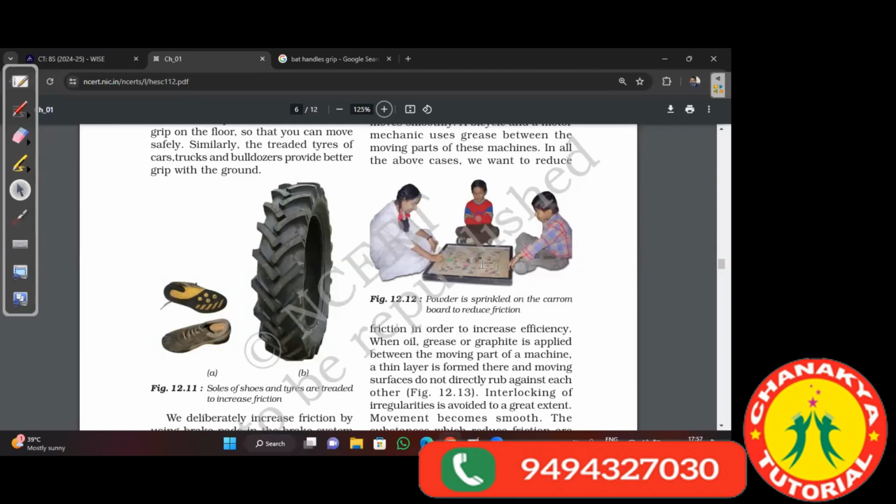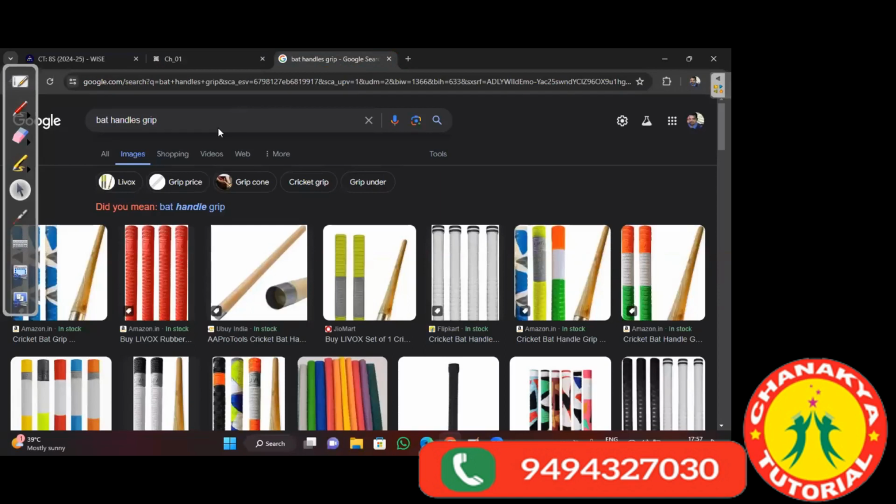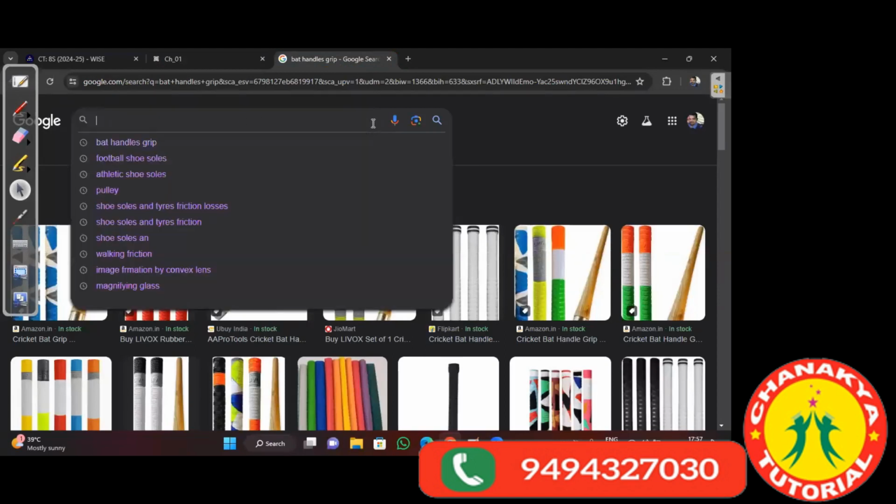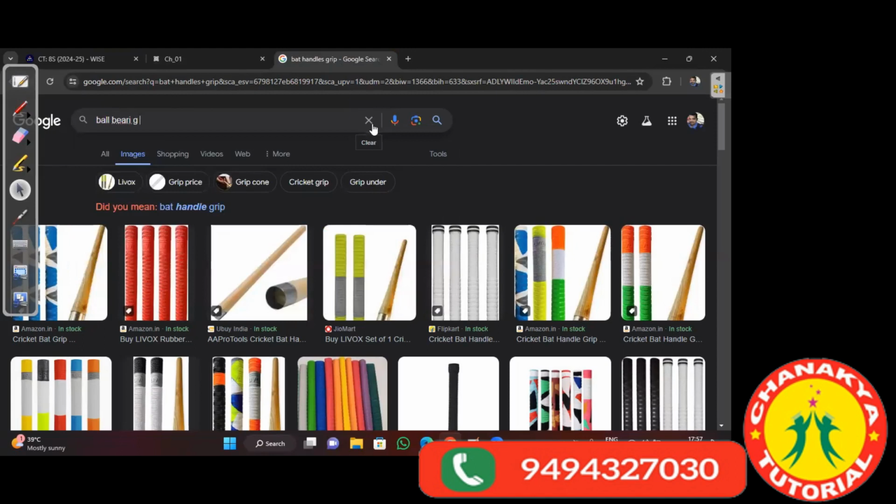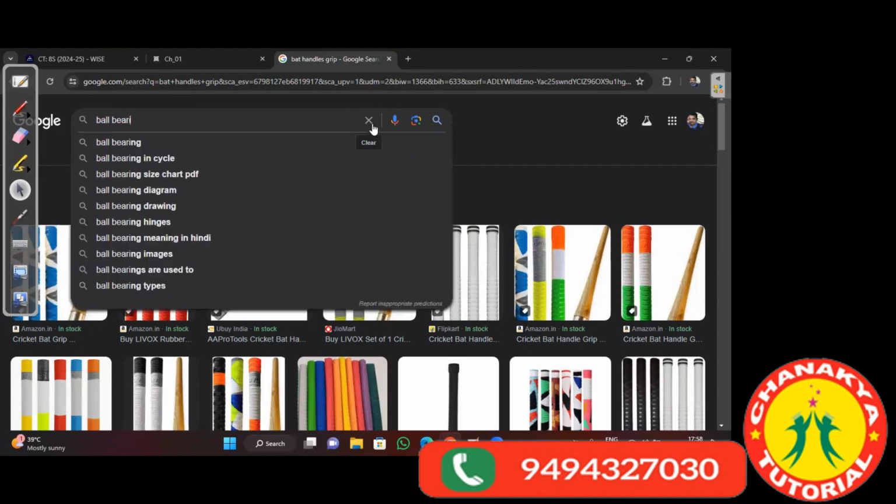Okay. Another way is use of ball bearings. Have you ever seen ball bearings? A fidget spinner. Very good example, a fidget spinner. So ball bearings are a method of decreasing friction. Sir, merry-go-round. Okay, very good. Merry-go-round. Anyone else?